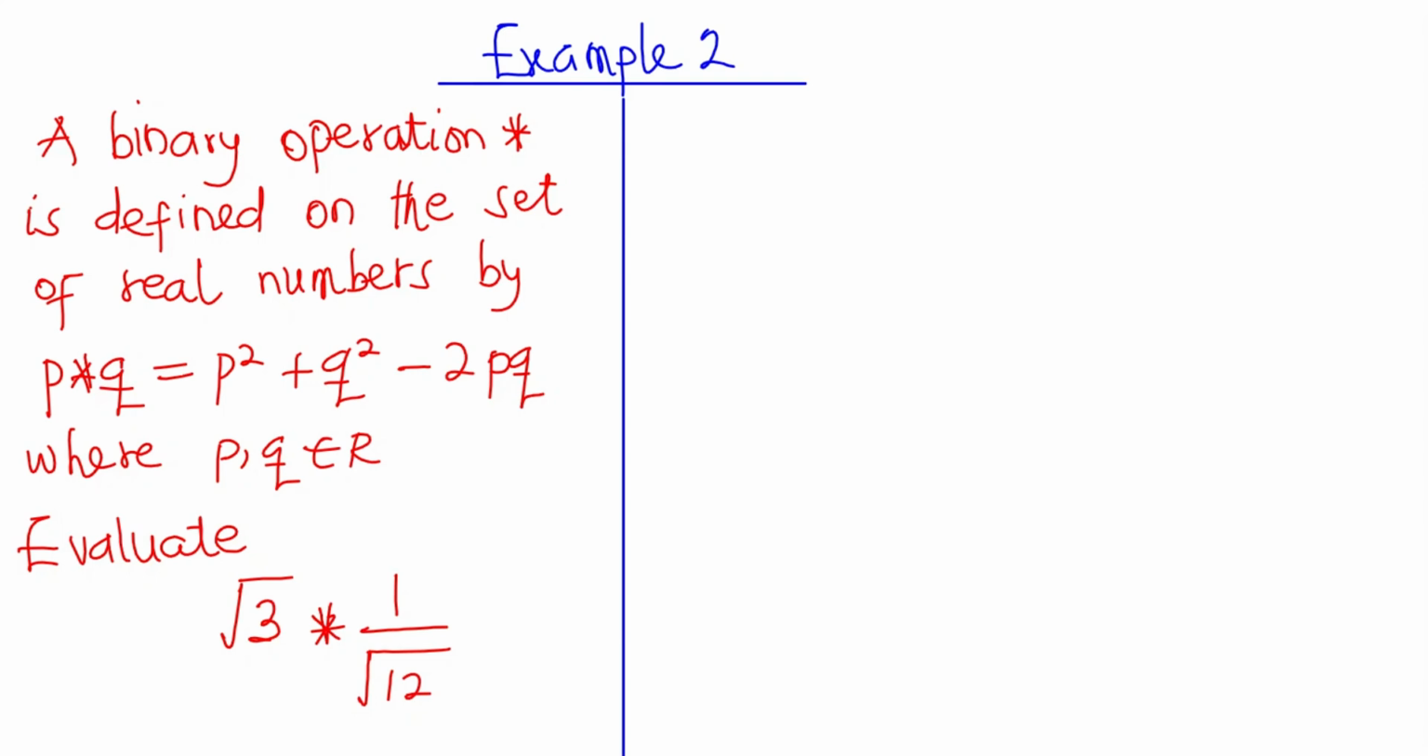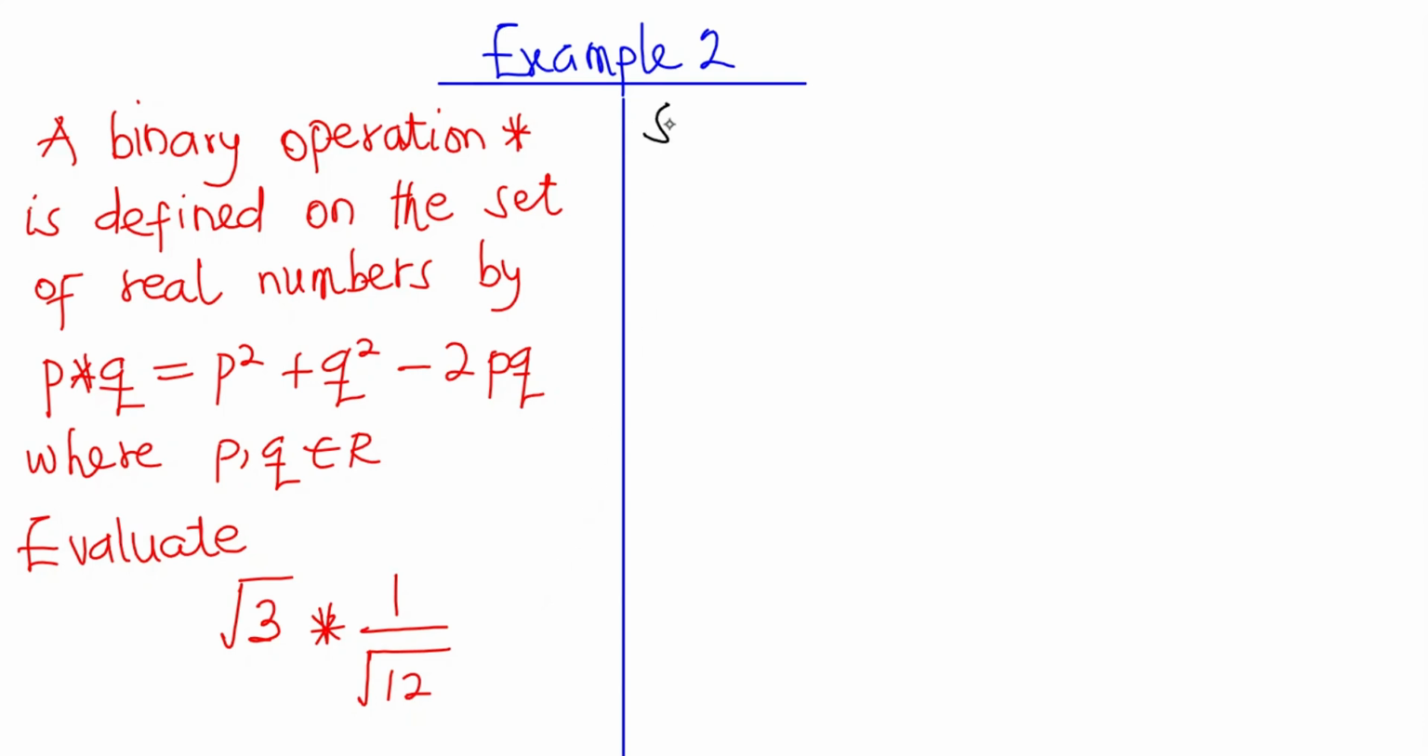So that is example 2, and example 2 says that a binary operation star is defined on the set of real numbers by p star q, which is equal to p squared plus q squared minus 2pq, where p, q belongs to all real numbers. Evaluate square root of 3 star 1 over square root of 12.